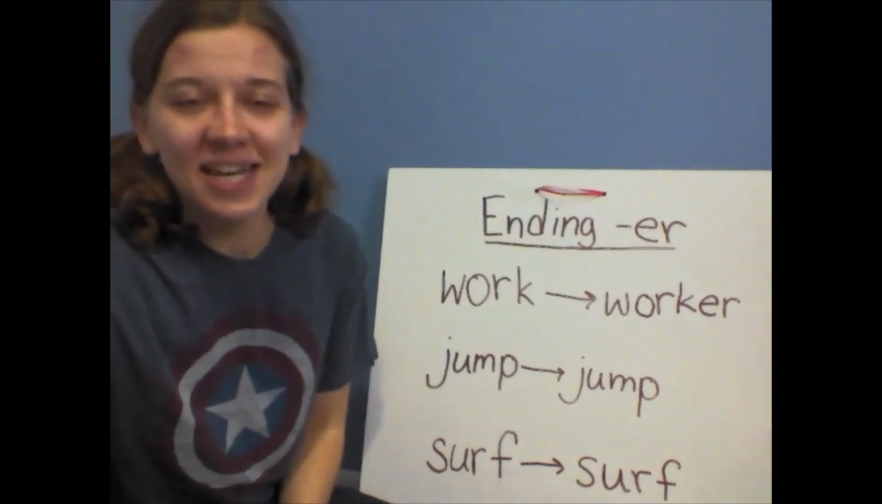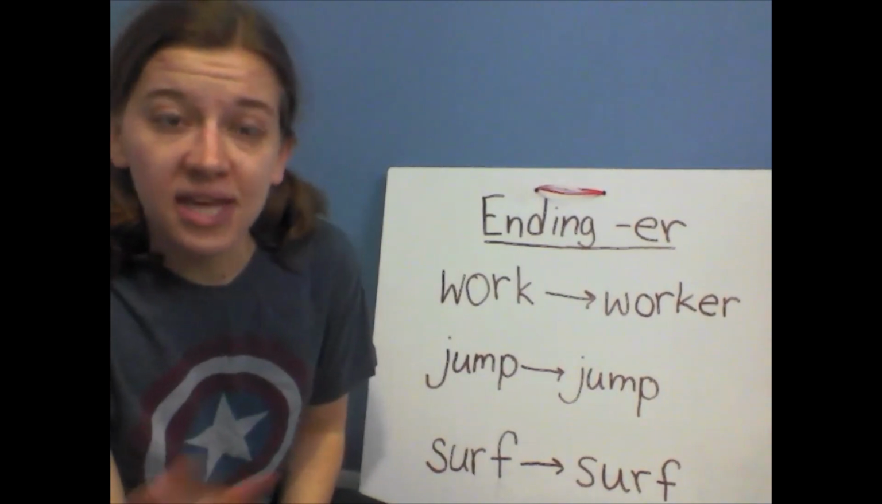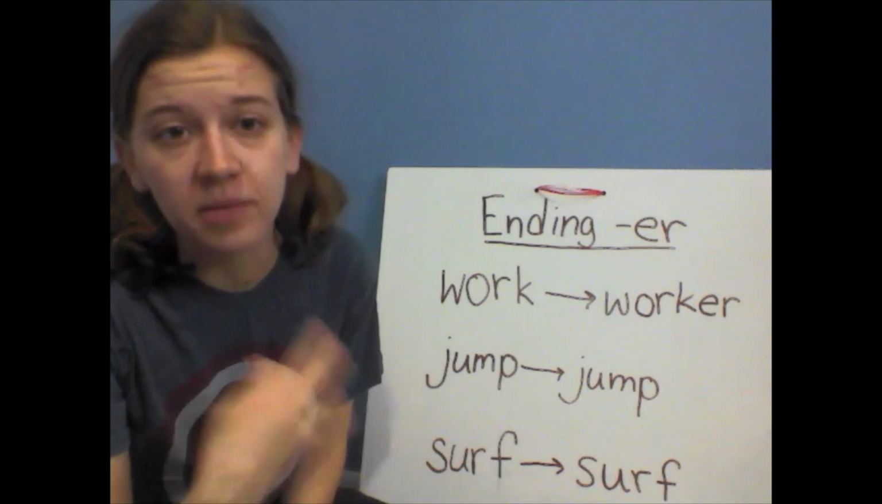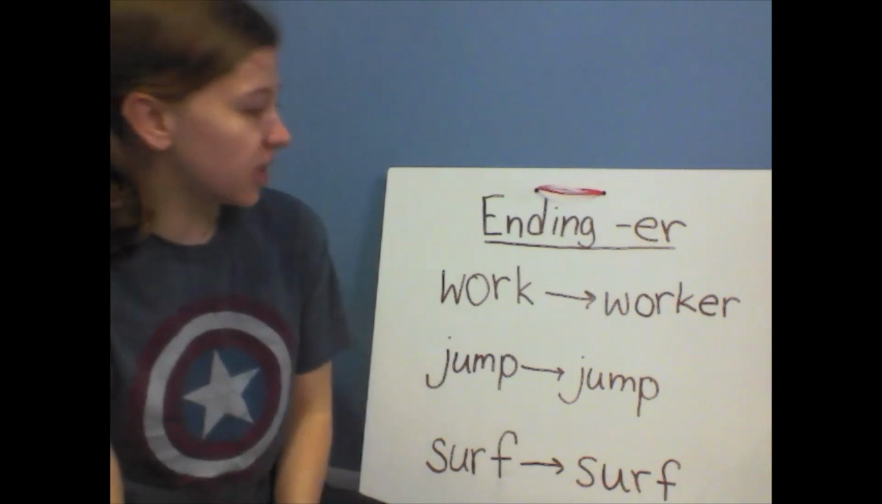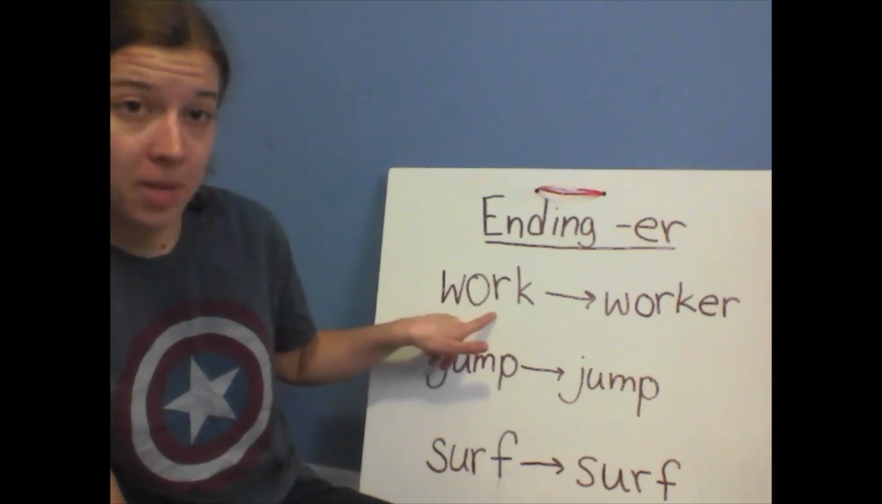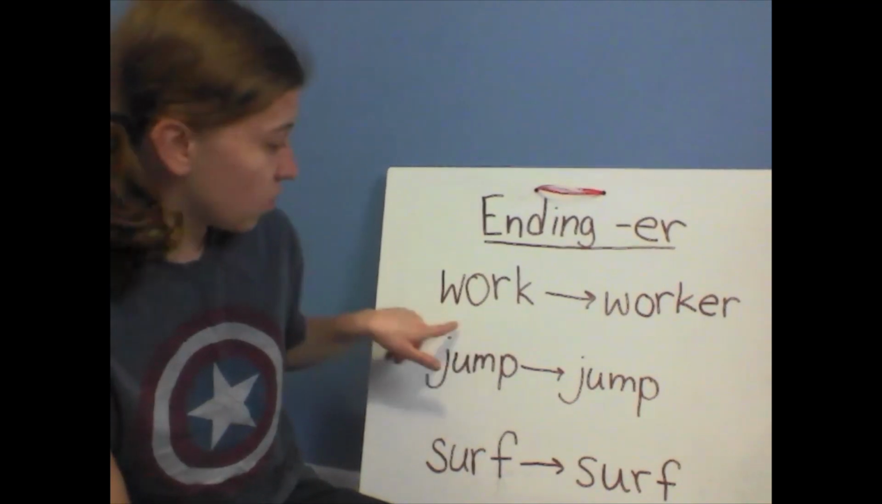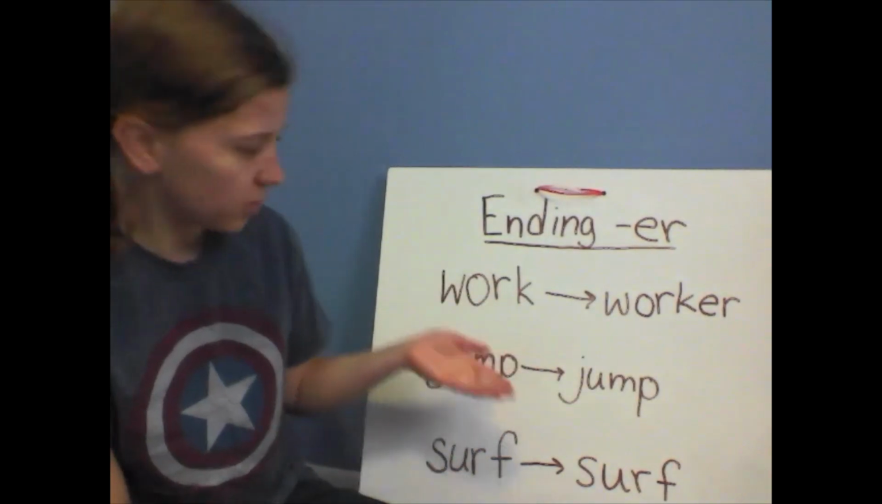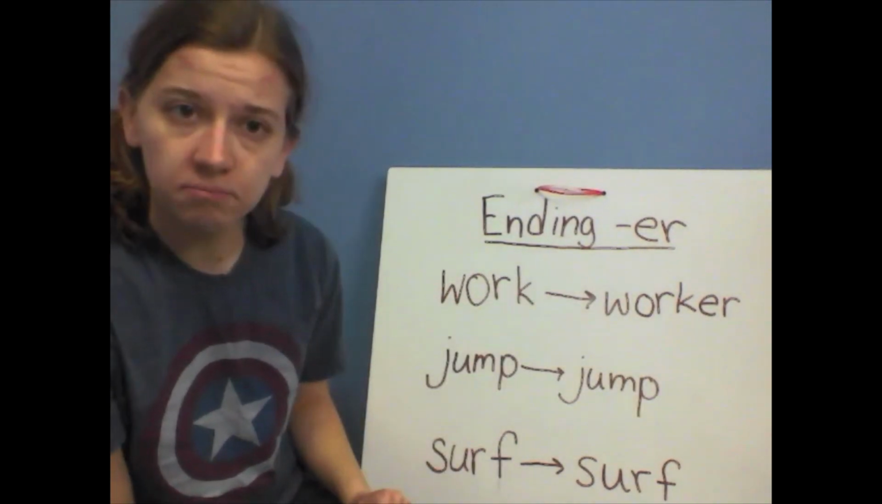All right, so let's take a look at it. Remember, we talked about this yesterday. When you add the ending ER to a verb, it becomes a noun, right? So let's look at two words. Let's look at the word work. It has that bossy R with the OR in there. Work and worker. What's the difference between the words work and worker?